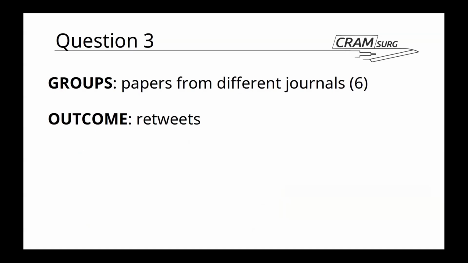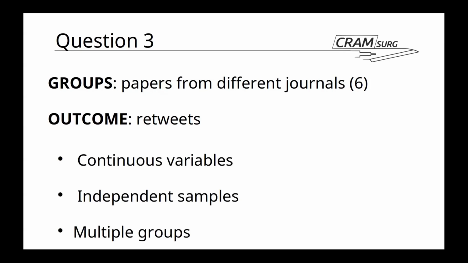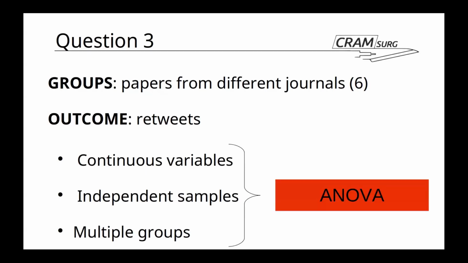Yeah, go for it. So this time we are going to look at papers from 6 different journals, all the journals that were included in this study. And the outcome is going to be retweets. So not 2 groups, but 6 groups. What have we got here? So that'd still be continuous variable, but independent samples and multiple groups. Yes. So what should we do? That would be an ANOVA.